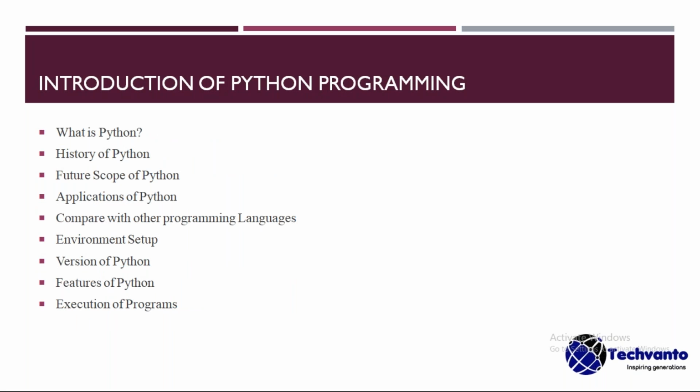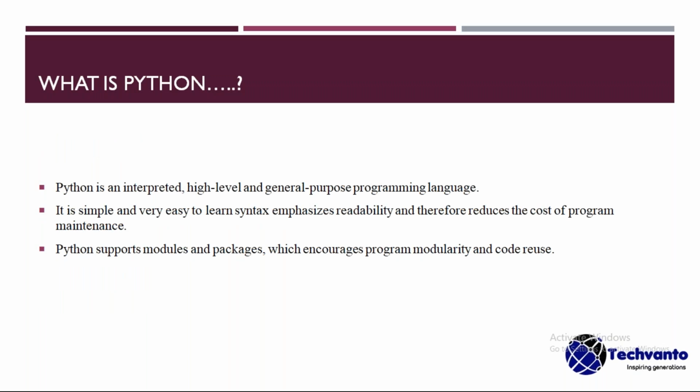So moving to the next slide, that is introduction of Python programming. I'm going to start section number 1. In this section, it contains what is Python and history of Python, feature scope and applications of Python. And moreover, you can learn what is the difference between Python programming compared with other programming languages. And after that you can learn how to install Python, ideally the version recommended that we are using, and how to work with version 3.6 or 3.7 like that. And after that you can learn features of Python, and finally you can learn how to execute the programs in Python.